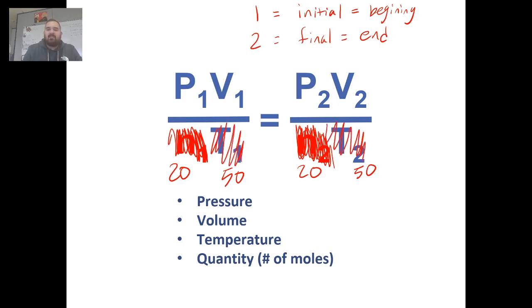Now, what did this equation just become? So this just became Boyle's law. This is the law that we're going to be talking about today. But that's one part of the equation.